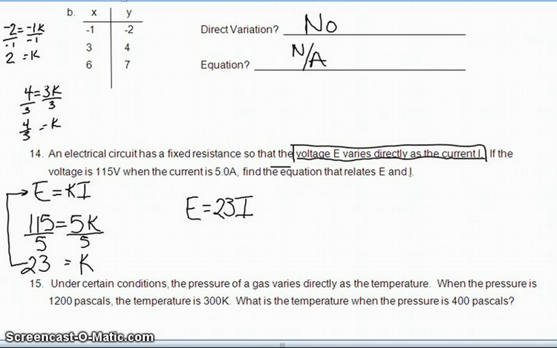Now I can figure out the voltage and current for various situations as they arise. Please pause the video, complete questions 15 and 16, and bring those solutions with you to our next class. We won't be doing them here together. We'll work on them when we get back together. When you're ready, please continue with inverse variations.